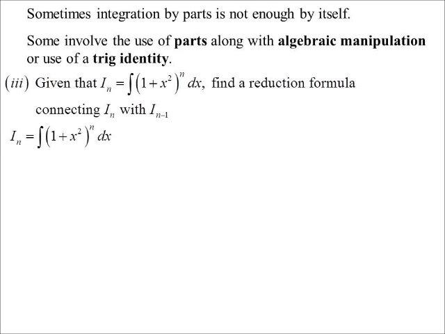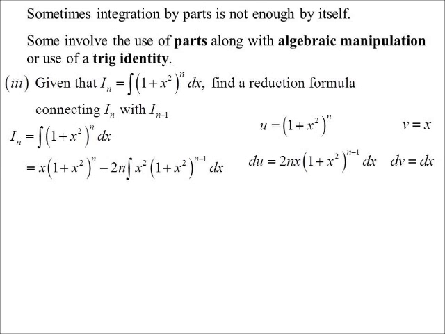So I've got the integral of 1 plus x squared to the power of n dx. So I'm going to let u equal 1 plus x squared to the power of n, because I'm going to do it by parts, and I don't want to integrate that bit, because again, that'll raise the power rather than reduce the power. So du becomes 2nx times 1 plus x squared to the n minus 1. dv is dx, v is x.